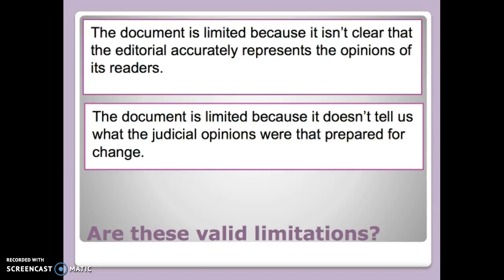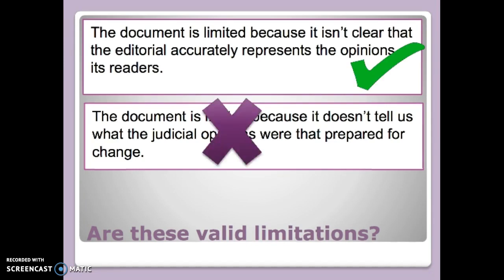What about these two? Again, some limitations here. Which one works and which one doesn't? And again, it's the second one that doesn't work. It isn't fair to expect the document, a brief editorial, to give a full-on legal analysis. So hopefully that helps you move your way through the document analysis process.